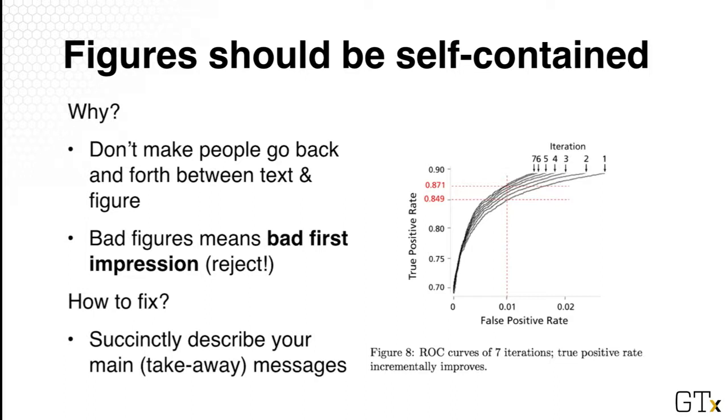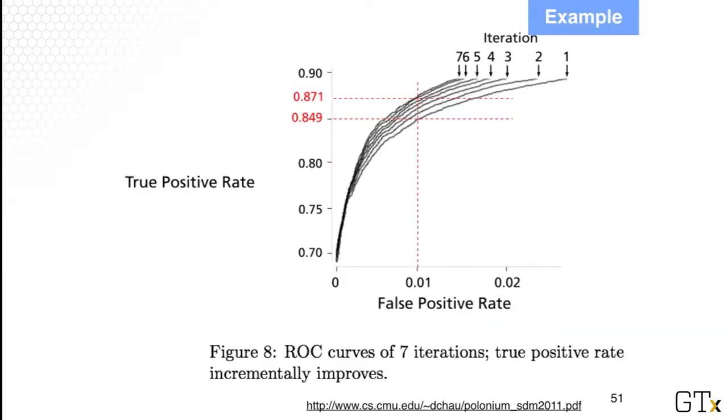So here on the right, I'll zoom in a little bit, is an example of what I call a self-contained image. You can ignore what the chart is showing, as this is actually a little more technical. But even just skimming it, looking at the caption, here we said that the ROC curves of 7 iterations and true positive rate incrementally improved. So the main message here is to show that some kind of number, here we say true positive rate, incrementally improves over 7 iterations. So that's our main message. This is pretty easy to understand.